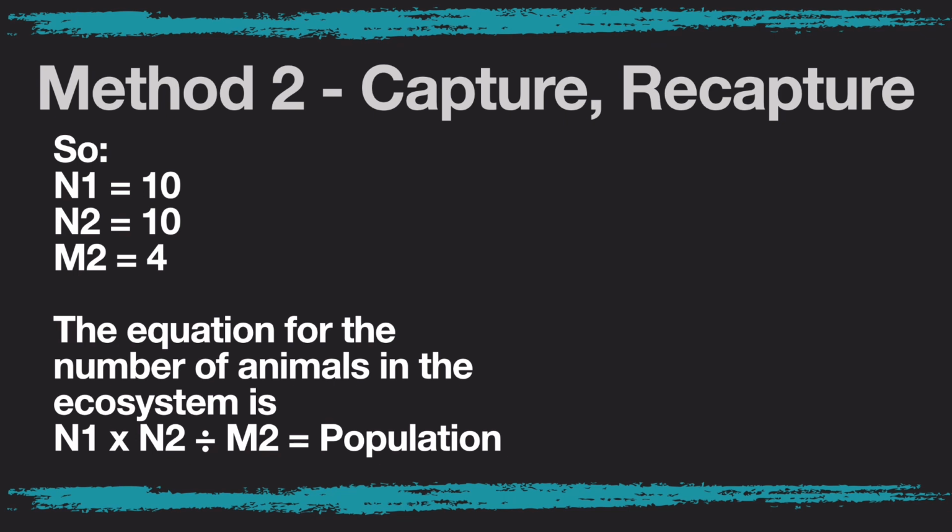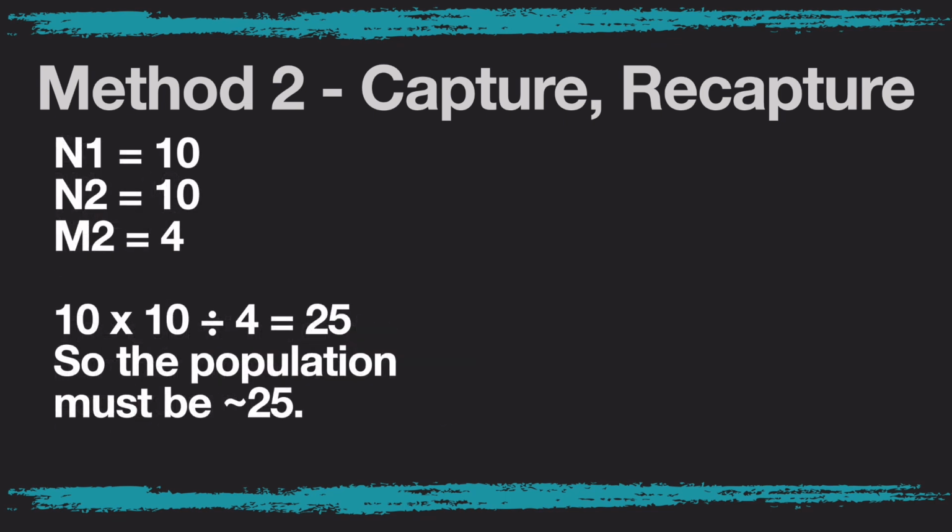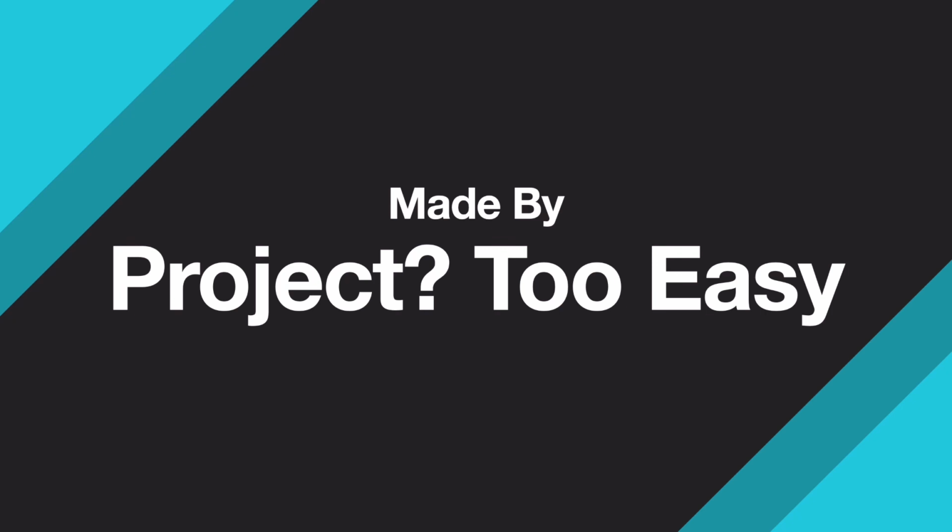The equation for the number of animals in the ecosystem is N1 times N2 divided by M2 equals population. So, 10 times 10, which is N1 and N2, divided by 4, which is M2, equals 25. So the population must sit around 25. And that is all you need to know for measuring populations for Year 9 Ecology.